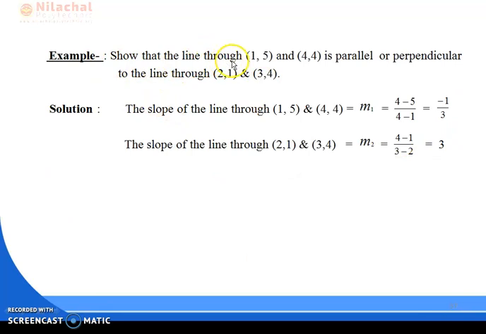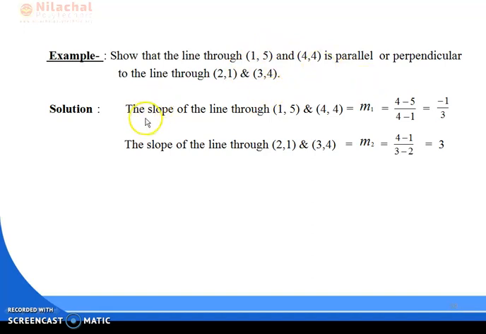Example: check whether the line through (1, 5) and (4, 4) is parallel or perpendicular to the line through (2, 1) and (3, 4). That means there are two lines. For one line, two points are given, and for the other line, two points are given. Our work is just to check whether these two lines are parallel, perpendicular, or neither.